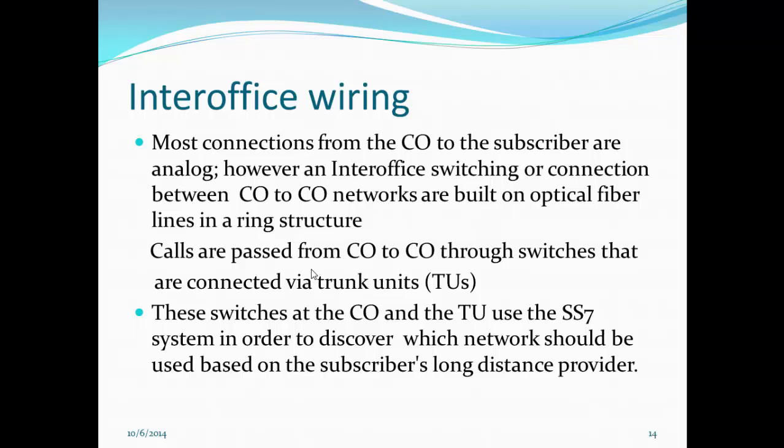However, inter-office switching, or connection between central office to central office networks, is built on fiber optic lines in a ring structure. Calls are passed from CO to CO through switches that are connected via trunk units. These switches at the central office and the trunk units use SS7, or Signaling System 7, in order to discover which network should be used based on the subscriber's long distance provider.